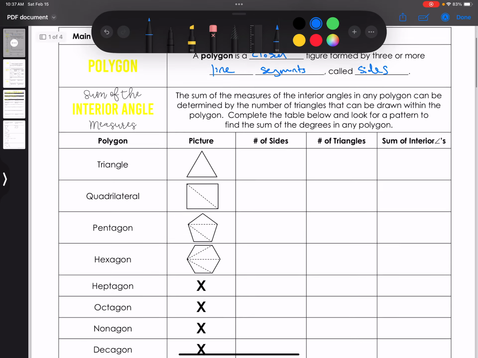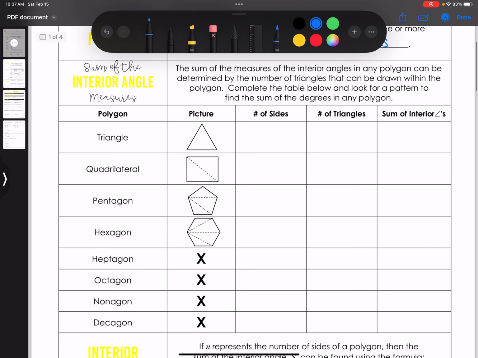All right, so we're going to fill in this chart. Okay, and it's going to deal with the whole triangle concept that we talked about in the last video. We're going to see if we can find a pattern or some formula that we can use so that we don't have to draw out a picture and count all these triangles every single time that we're trying to find the sum of the interior angles of any sort of polygon.